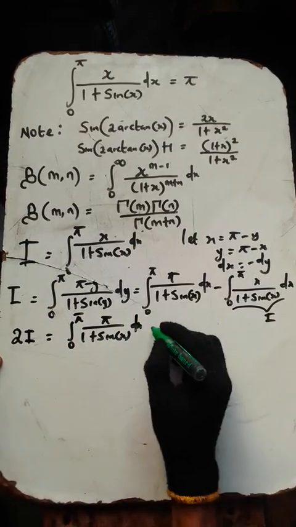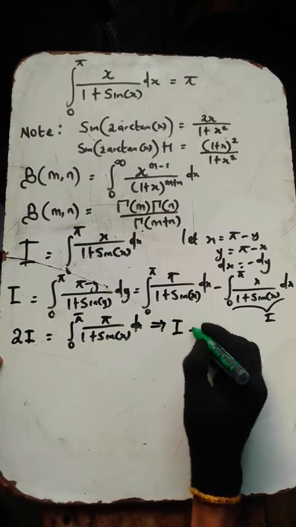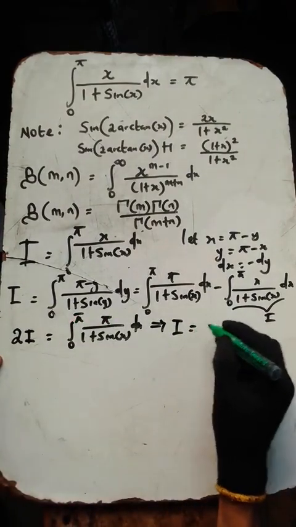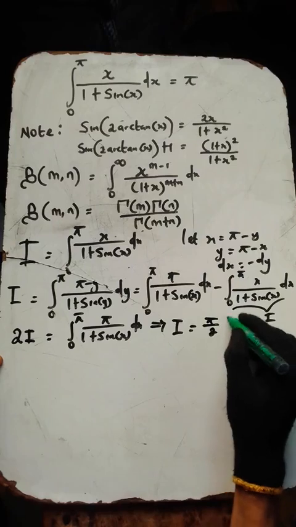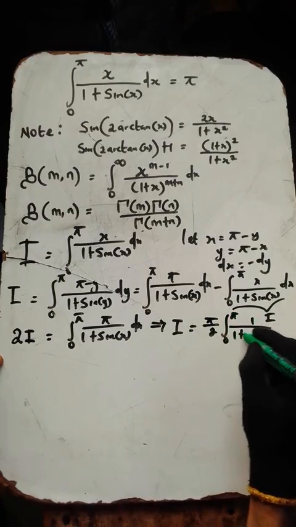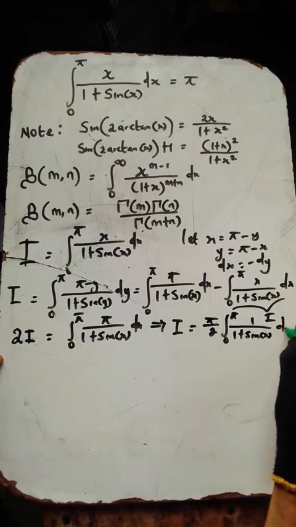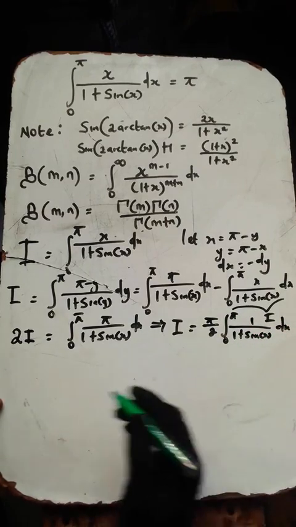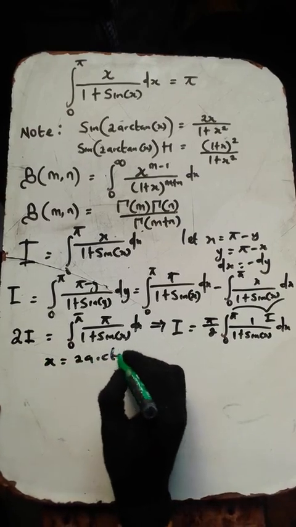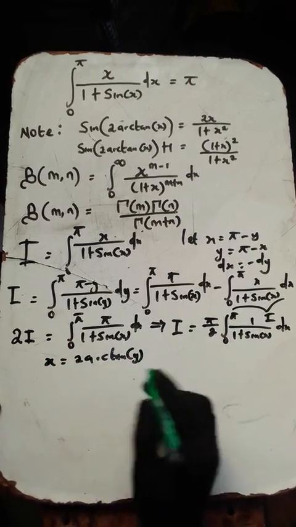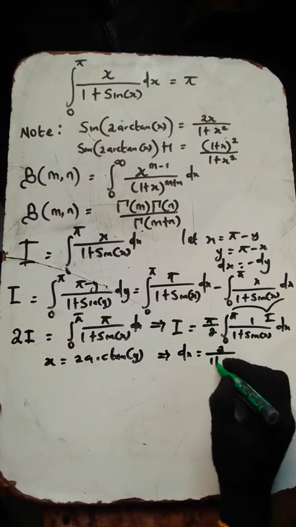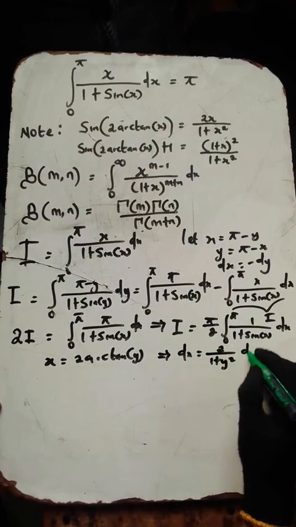So actually we have I is equal to, dividing both sides by 2 and taking this pi out of the integral, pi all over 2 integral from 0 to pi of 1 all over 1 plus sine of x dx. Now we're going to take the Weierstrass substitution, saying let x equal to 2 arctan of y. When we differentiate both sides, we get dx is equal to 2 all over 1 plus y squared dy.